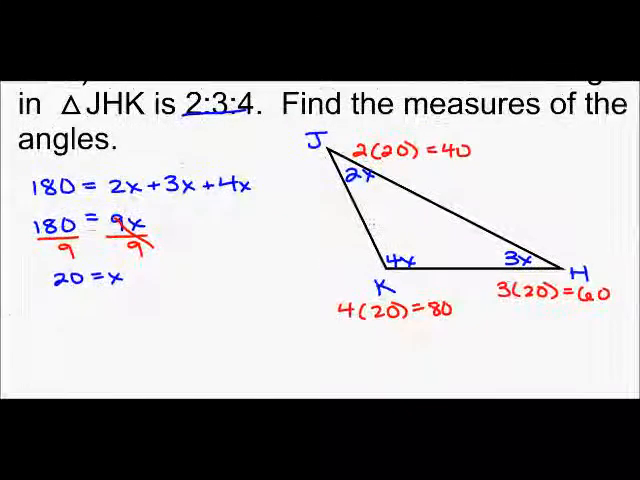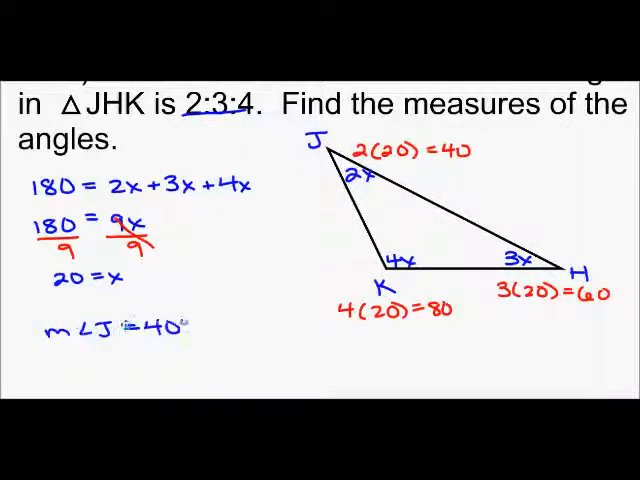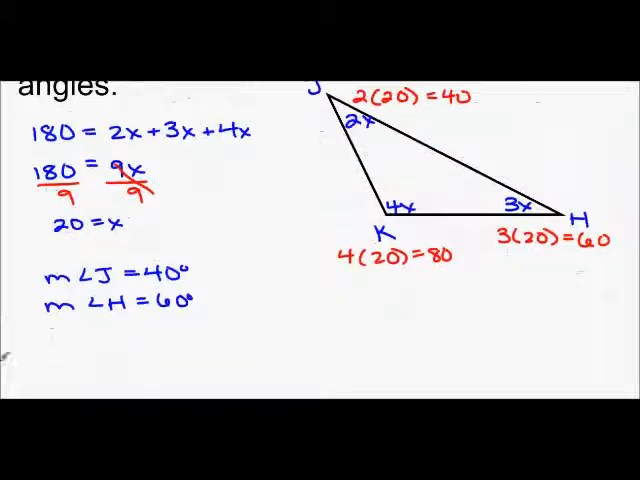So my 3 angles, I can say the measure of angle J is 40 degrees. The measure of angle H is 60 degrees. And the measure of angle K is 80 degrees. And that's my answer.